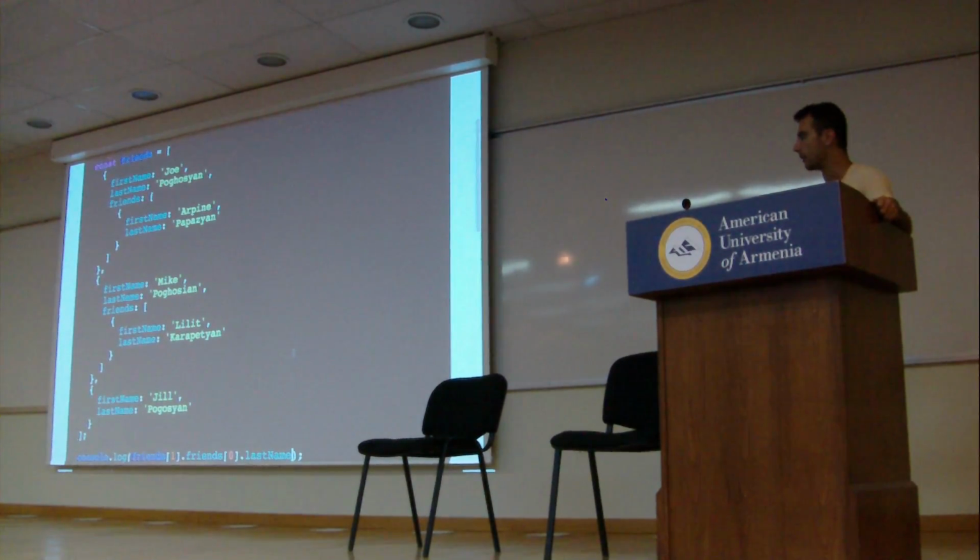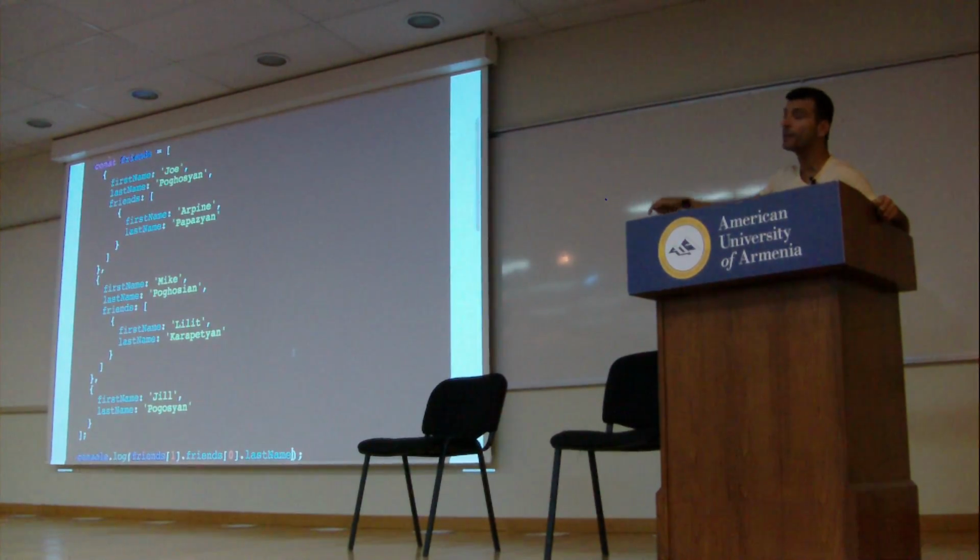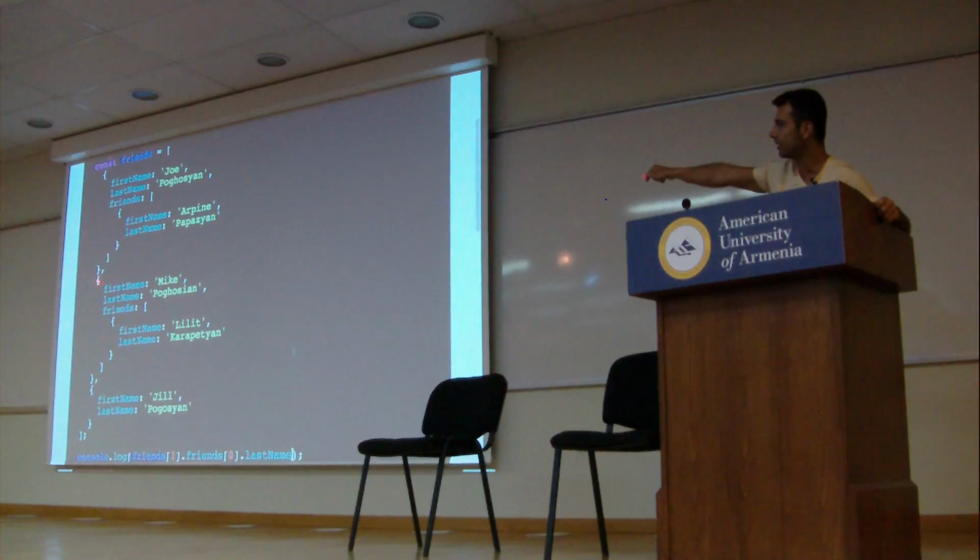Okay, let's break this down. Friends 1. That's the second friend, right? Because we start with index 0. Who's the second friend? What's the first name of the second friend? Mike. In other words, it's this object here, right? Okay. Then we do dot friends, so we get this array. And then from that array, we take 0, it's only 1, right? We take this one, this object. And then from this object, we do dot last name, and we get Karapetyan.